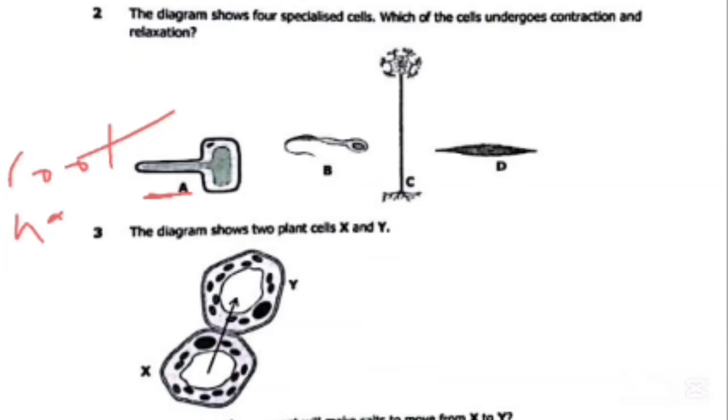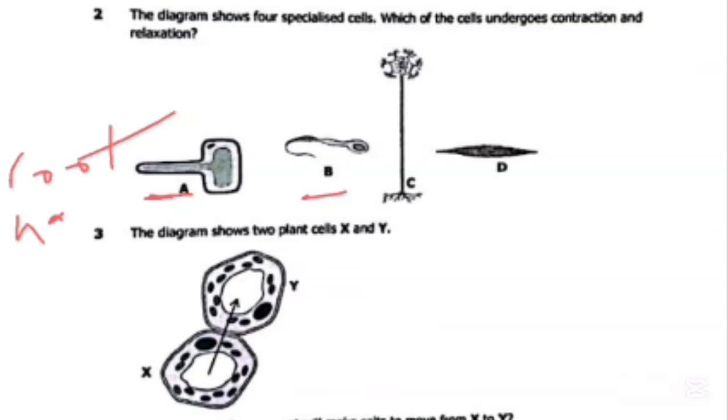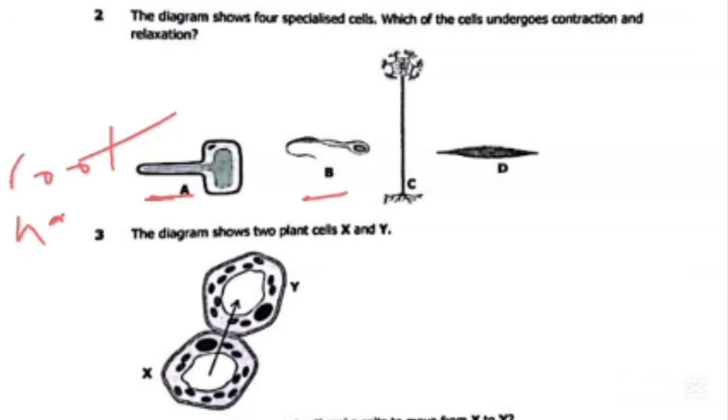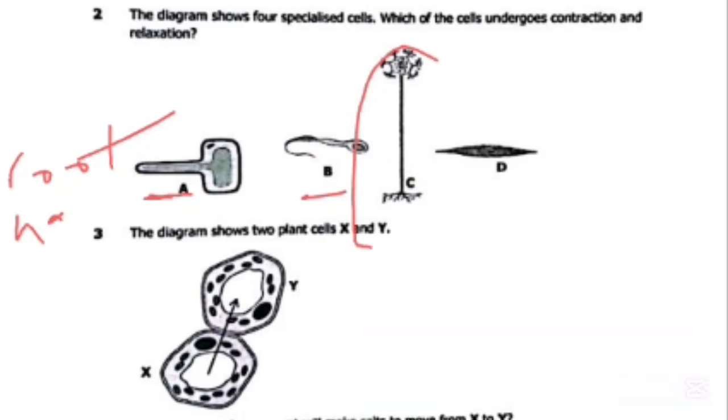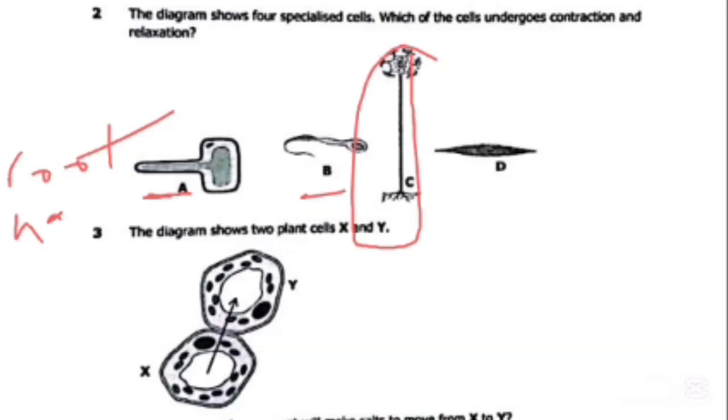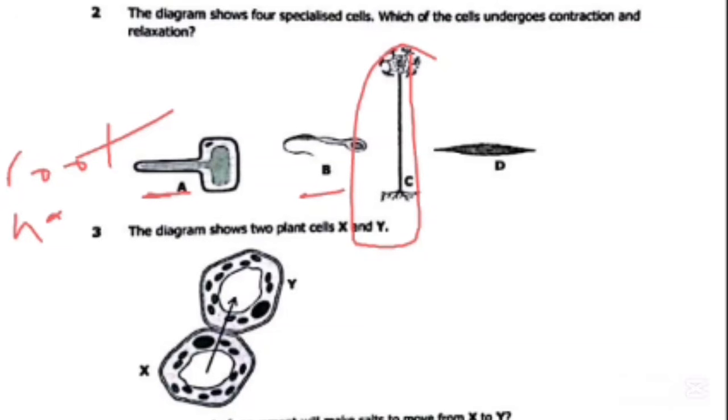Then B represents a sperm cell. A sperm cell is responsible for fertilization and forming of the zygote. Then when we look at C, since it has what? Dendrites and it has the axon, this is what is known as a nerve cell. We know that nerve cells are responsible for what? Transmitting electrical impulses. So C cannot contract.